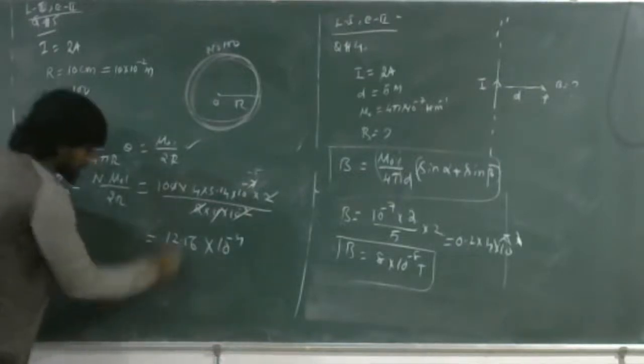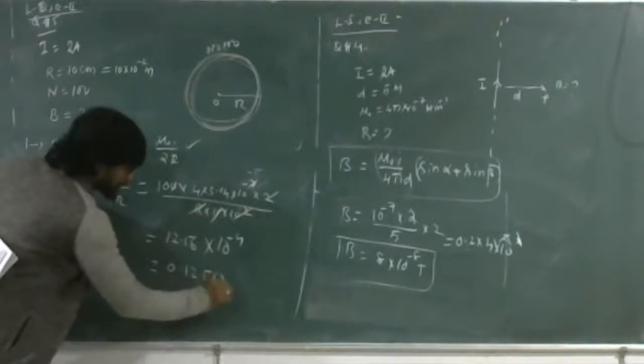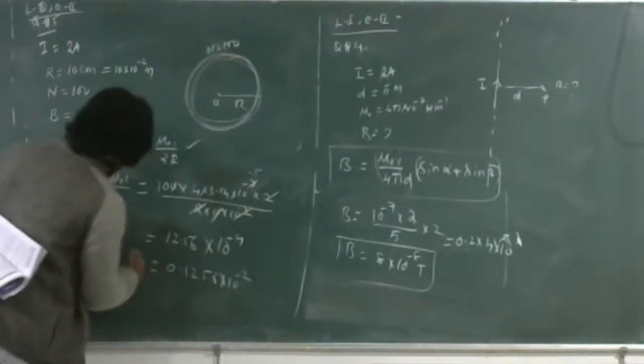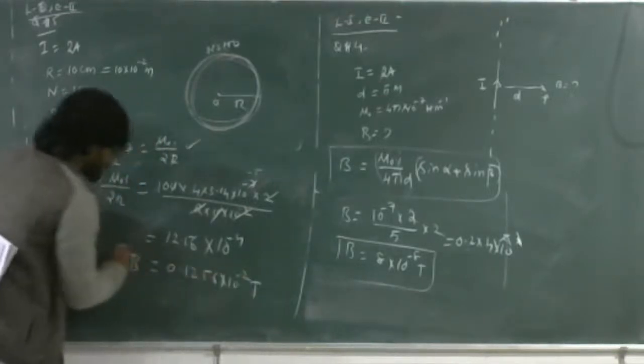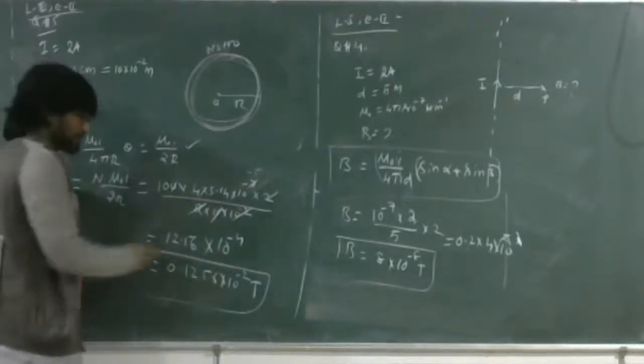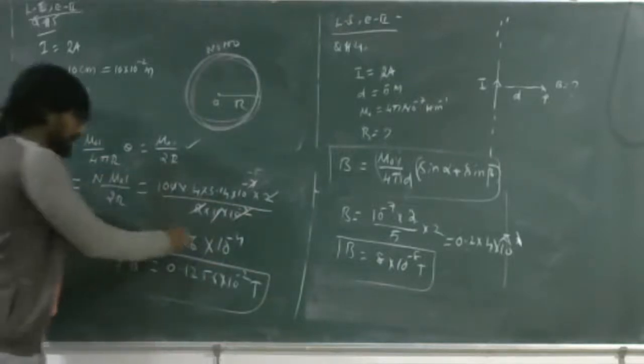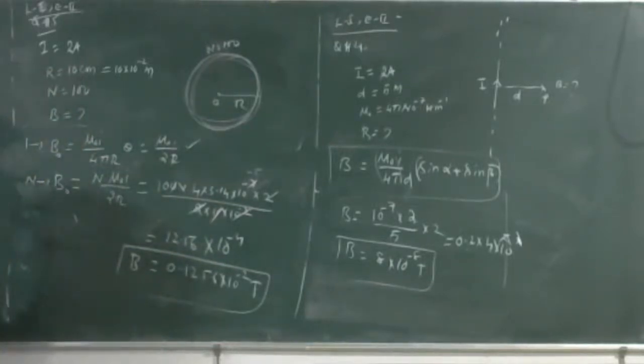So you can write this. It is given in the options: 0.1256 into 10 to the power minus 2. What is this? B, Tesla. You should understand how to display the decimals, how to change the decimals. So be careful. Some of the students make mistakes in changing the decimals.